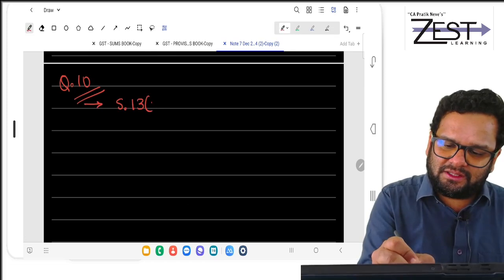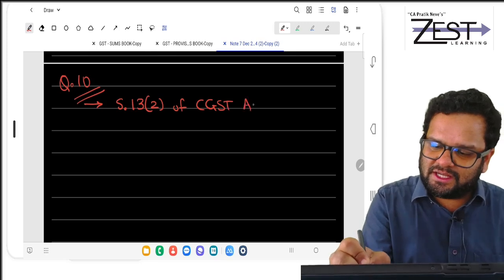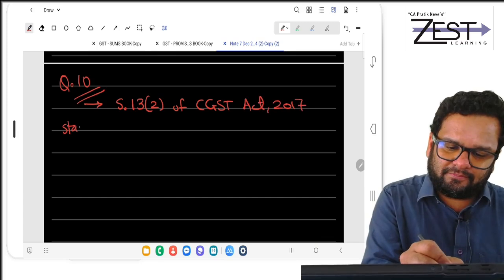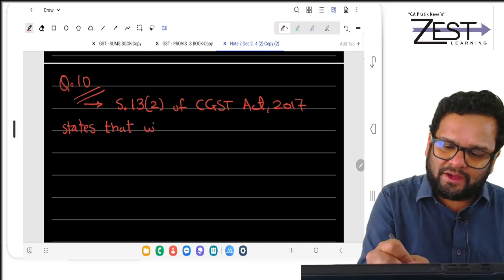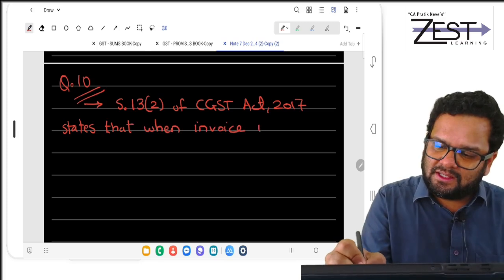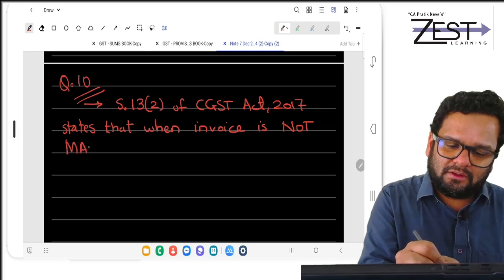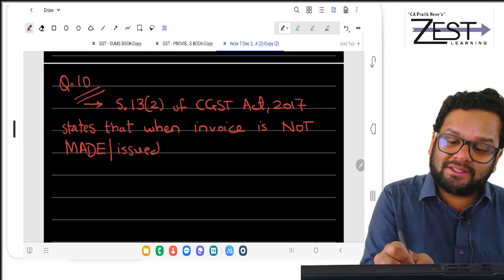Section 13, subsection 2 of CGST Act 2017 states that when invoice is not issued, you can say anything.